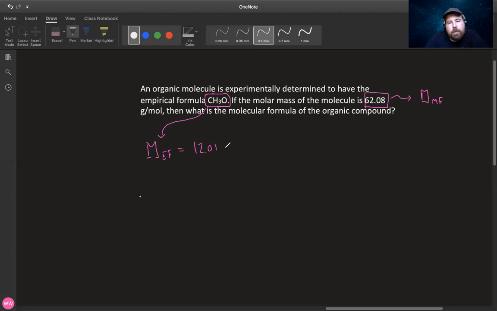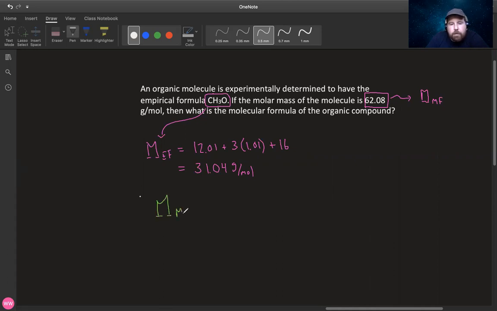So the molar mass of the empirical formula will equal 12.01, which is the molar mass of carbon, and there's one of them, plus 3 times 1.01, the molar mass of hydrogen, plus 16.00, which is the molar mass of oxygen. We add up all of these, and that's going to be 31.04 grams per mole. Hopefully, if you're mathematically minded, you can already see a relationship between the molar mass of the molecular and empirical formula.